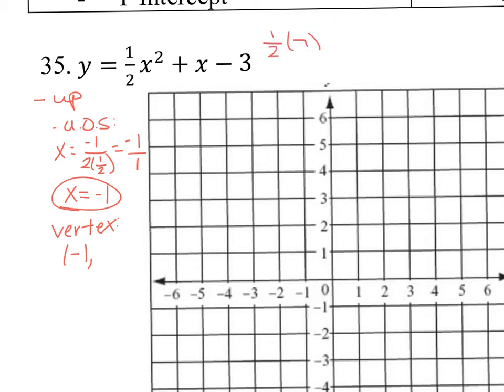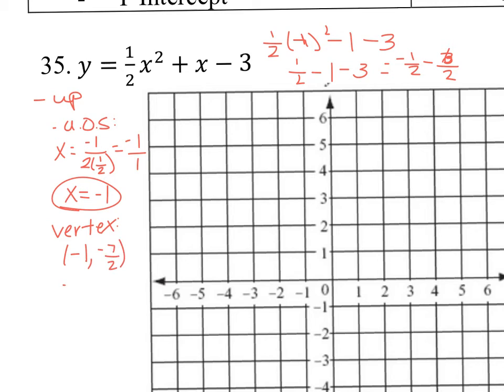So now if I erase this, I'm going to do my work up here. 1/2 times negative 1 squared minus 1 minus 3. So negative 1 squared is 1. 1 times 1/2 is 1/2. So 1/2 minus 1 is negative 1/2. And then I have negative 1/2 minus 3, which if I make a common denominator, is going to be negative 7 over 2. So that's my vertex.